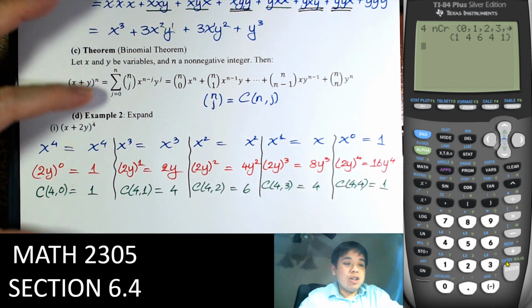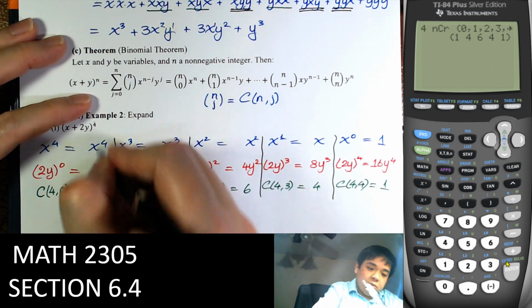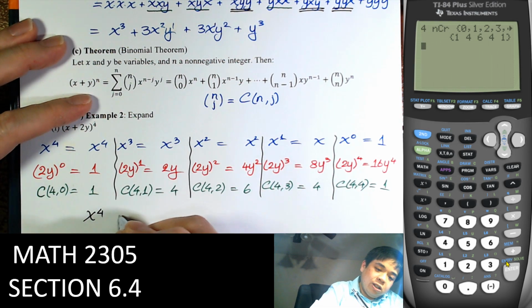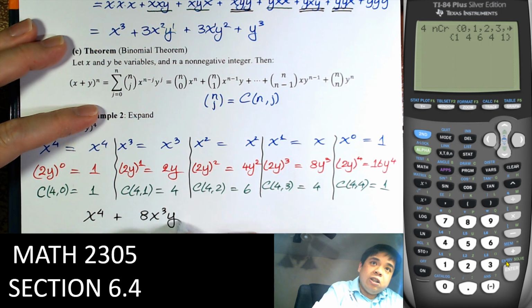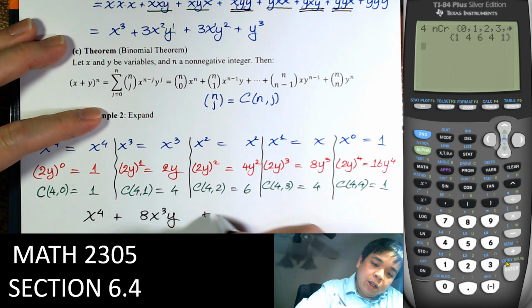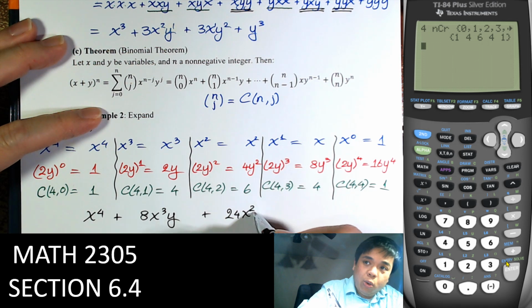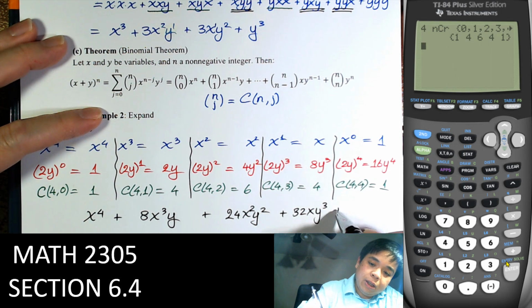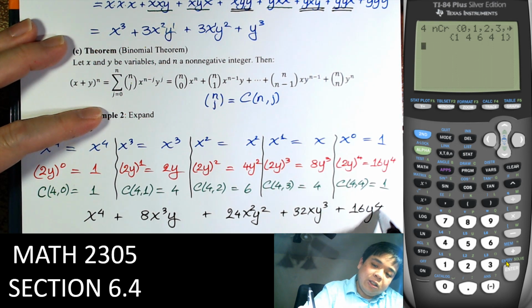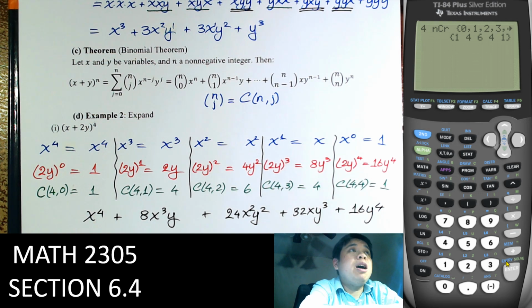After that, just multiply straight by column. X to the fourth, 4 times 2, so that's 8 x cubed y, 24 x squared y squared, 32 x y cubed, and 16y to the fourth. Right. So that is a binomial expansion.